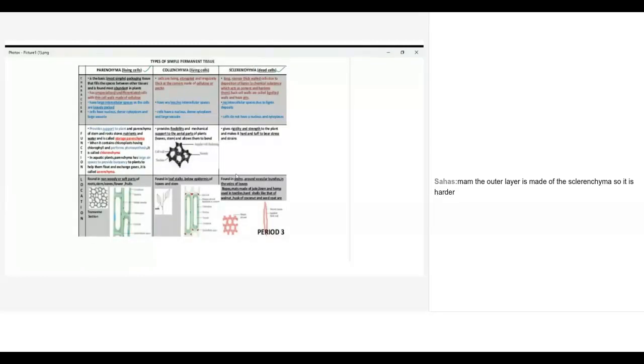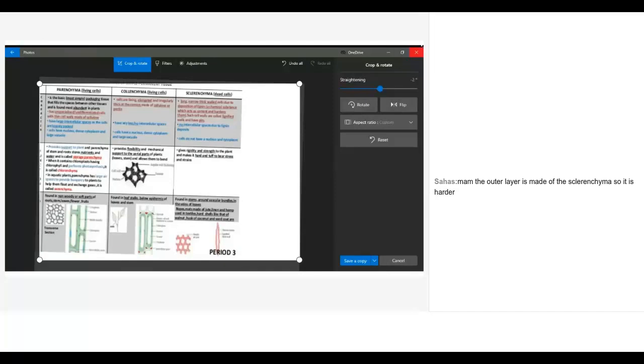Ma'am, the screen is visible, but the written matter is not visible, ma'am. It is coming blurred. Okay, I'll just read out the points, try to get them.